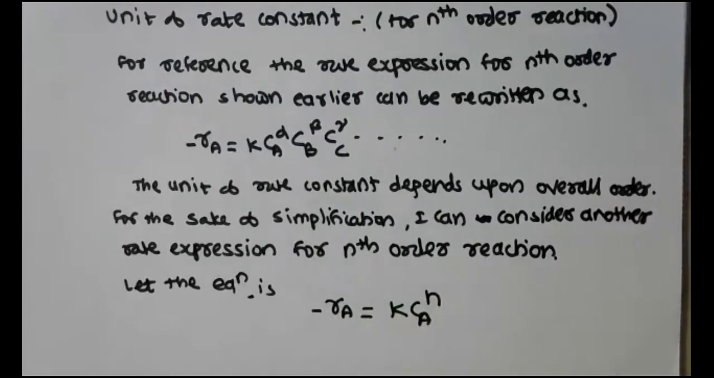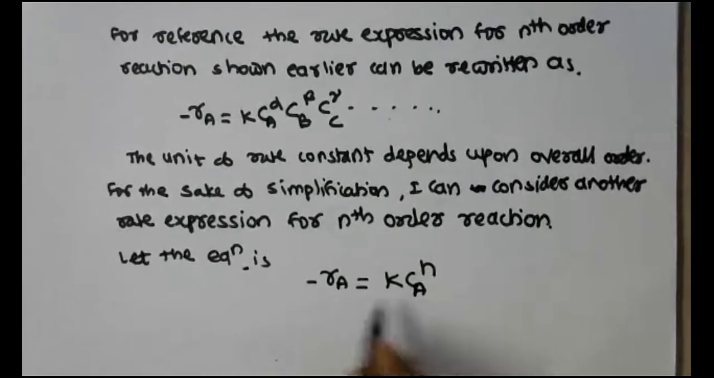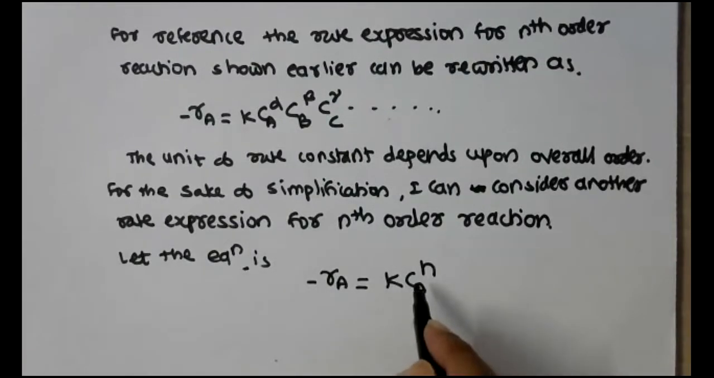Now you may say, sir, you have considered 3 reactants and now you are writing just one reactant. Just for the sake of understanding and derivation, I have considered as if there is a single reactant and as if it is an nth order reaction, right? Even though there are other reactants present, the unit of rate constant is a function of overall order of reaction.